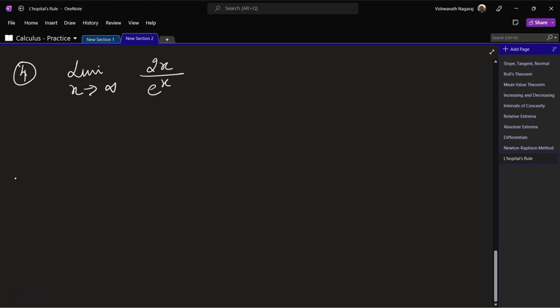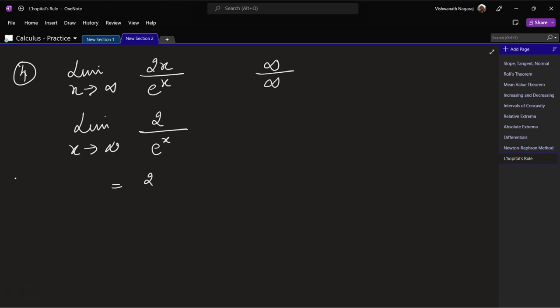Again, directly substituting it, we get 2 times infinity, which is infinity, since e is a constant, but anything taken to the power of infinity is infinity. Which means again we can apply L'Hopital's rule. So we differentiate both numerator and denominator independently. So 2 by e to the power of x, that is what we get if we differentiate e to the power of x. And now when we take the limit, we get 2 by infinity, which is equal to 0.